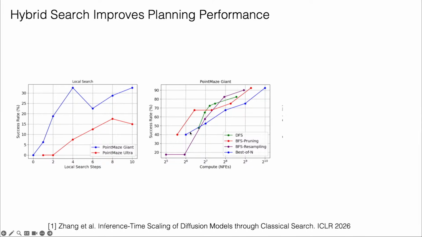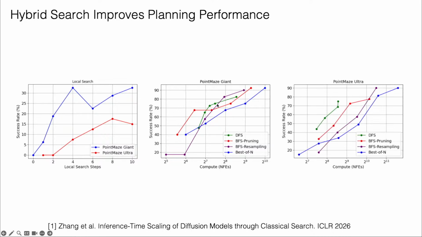And you can see that just simply doing this best-of-M sampling, where you just generate many different paths and choose the one that seems to be the best on your verifier, works less well than doing this type of breadth-first search or depth-first search. And this is especially true for the bigger maze. And here you can see that this type of depth-first search, where you compute the score and then go backwards and repeat this process until you get a promising one, seems to work the best.